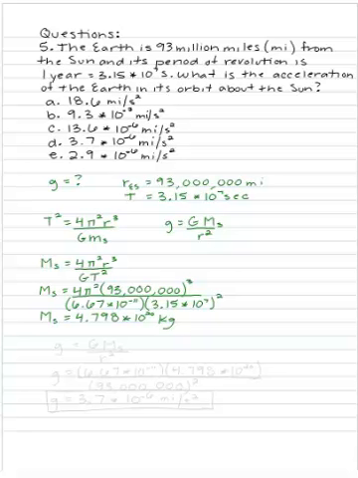Now that we have the mass of the Sun, we can plug that into the gravitational acceleration equation, which is G times the mass of the Sun divided by r squared. So we can plug in our numbers, where G is the constant 6.67 times 10 to the negative 11th times the mass of the Sun, which we found to be 4.798 times 10 to the 20th, all divided by the radius, which is 93 million squared, and we get the acceleration of the Earth to be 3.7 times 10 to the negative 6th miles per second squared.